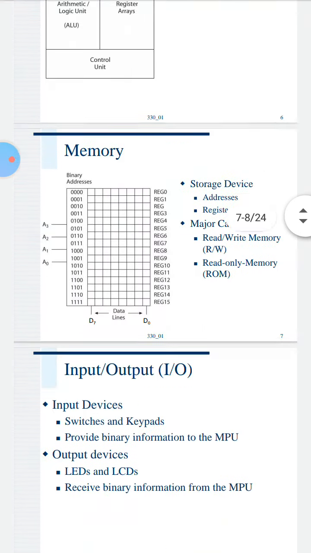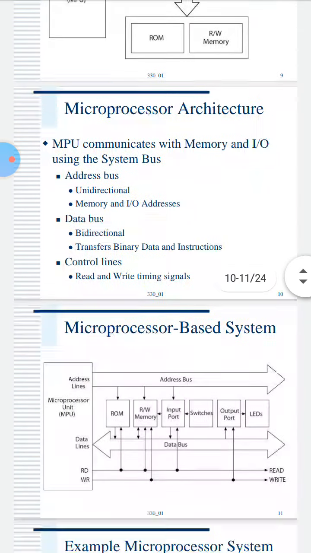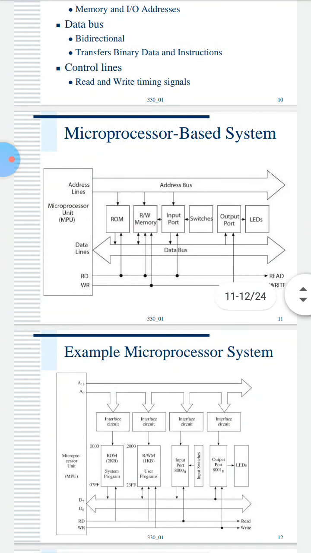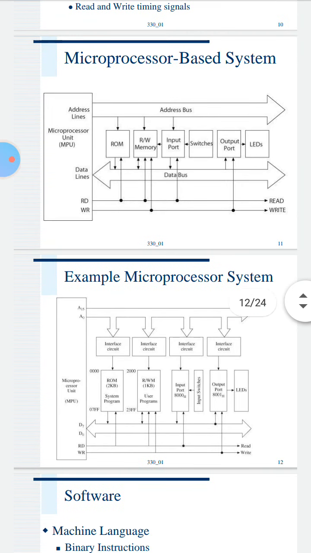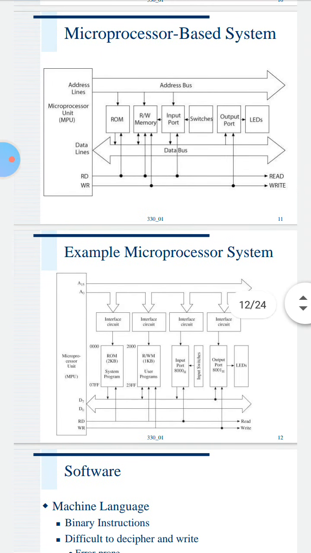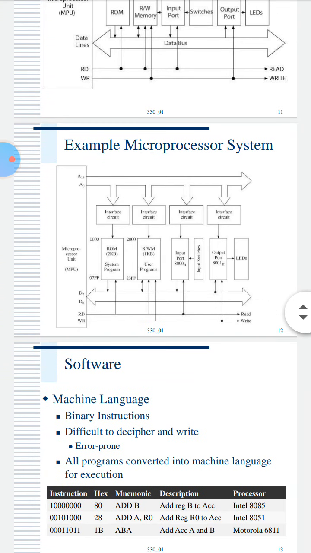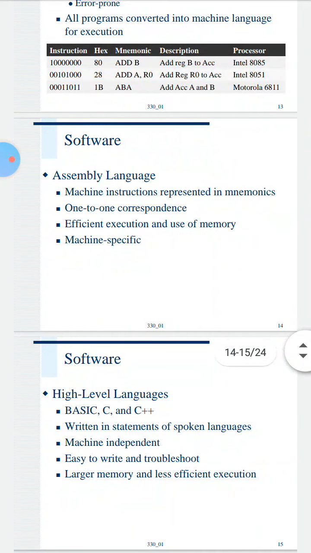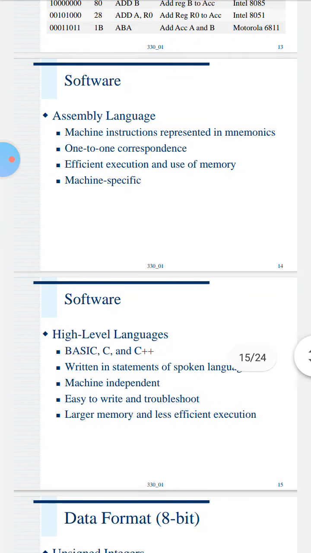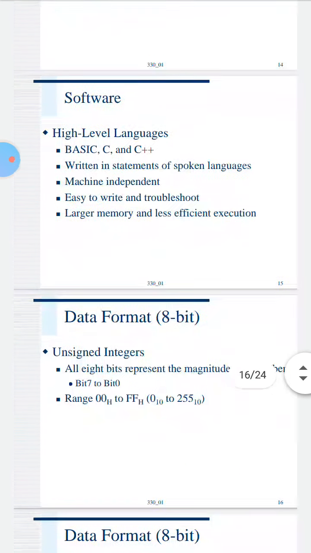Also, in this microprocessor-based system, address lines are very important when you have the knowledge of the address bus. Then read-only memory, read-write memory, input port, switches, output port, and data buses are also very important. Read-write lines are very important, and so is software like assembly language, machine instructions, one-to-one correspondence, machine specific. These are very important languages.